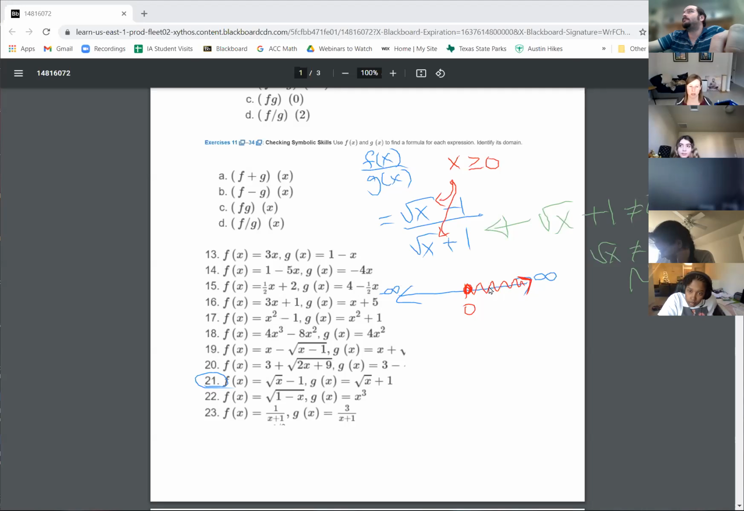So that's why I want to mention it, because let's say it was like square root of x minus 3, then you would have had another restriction. So that's why I want to mention it. In this case, we don't, but.